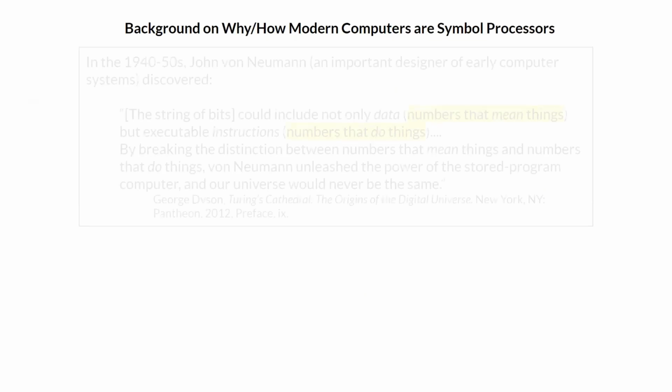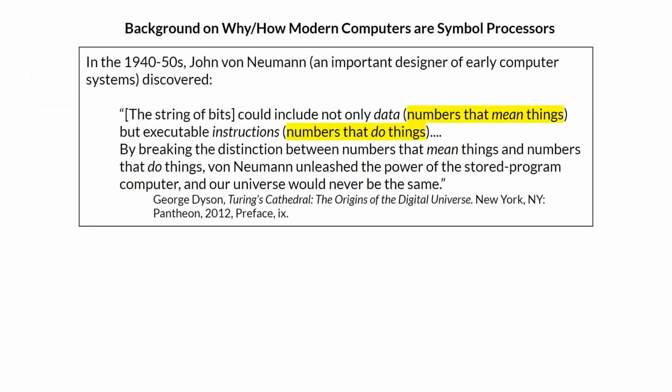Well, a little background on how we get to this concept today. In the 40s and 50s, John von Neumann, who was important in the early design of computer systems and the central processing unit, discovered that when he saw binary representations in bits and how they could work in a computer system, it could not only represent data, numbers that mean things, but executable instructions, numbers that do things. So breaking this distinction, he created the idea of the stored program computer, what we're used to today.